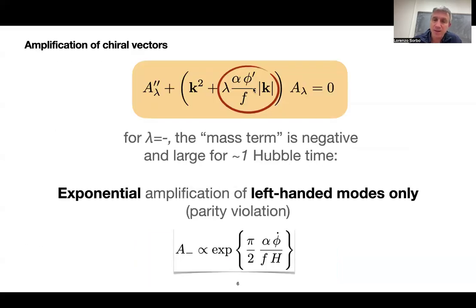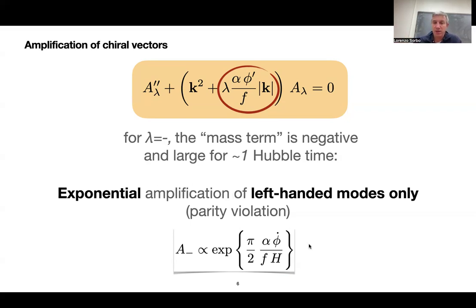Why is this interesting? It's interesting because this parameter lambda here is either +1 or -1. And this means that, let's say, for phi prime positive, phi prime being the conformal time derivative of the inflaton, if phi prime is positive and lambda is negative, this quantity can be negative. So this means that one of the two helicities of the photons can have effectively a tachyonic mass term, which means it will be exponentially amplified.